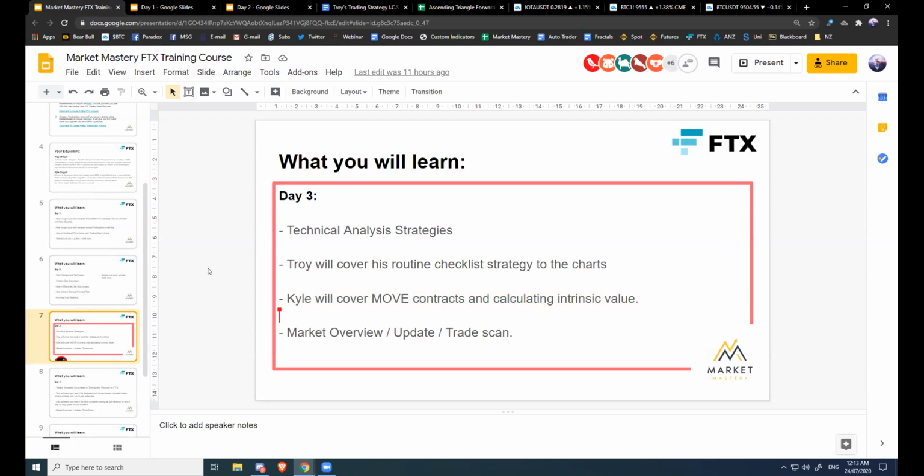and tips that we've found works really well, like how to use Ichimoku Cloud, also how to use average true range as well to give you a little bit of an edge on the move contract, as to whether you should be longing or shorting from different positions, and also analyzing the market. We'll also do another market overview and trade scan as well.